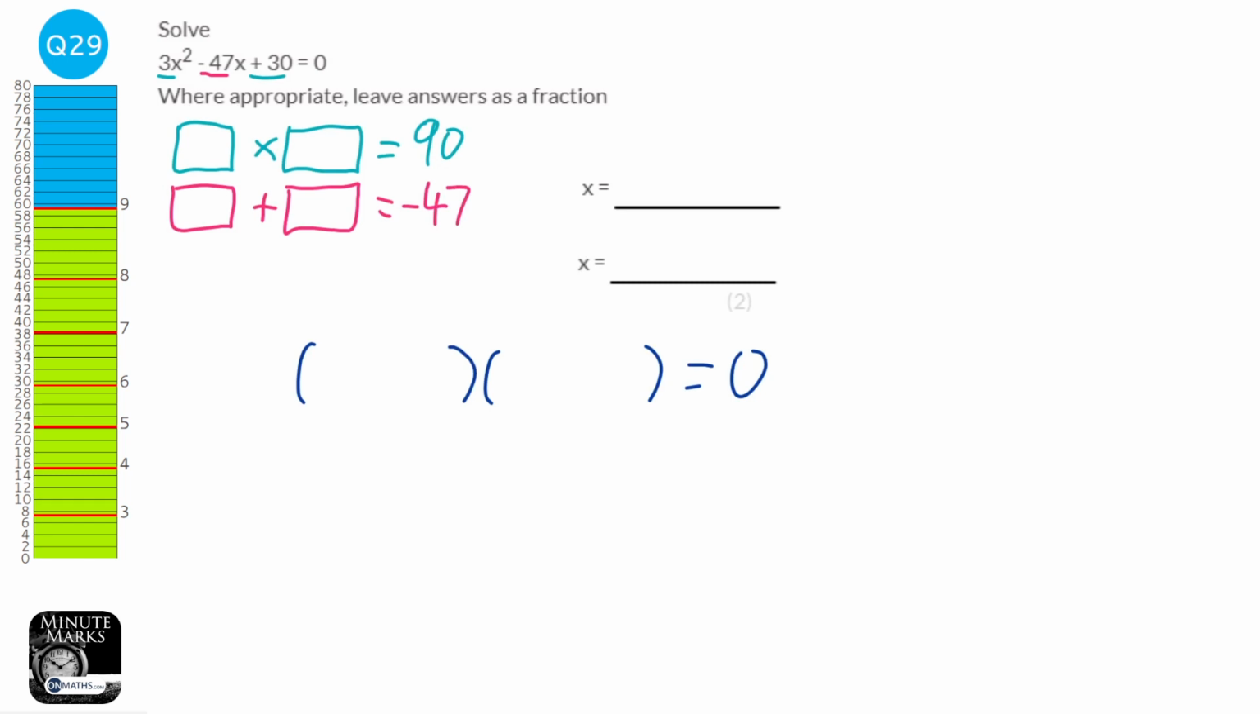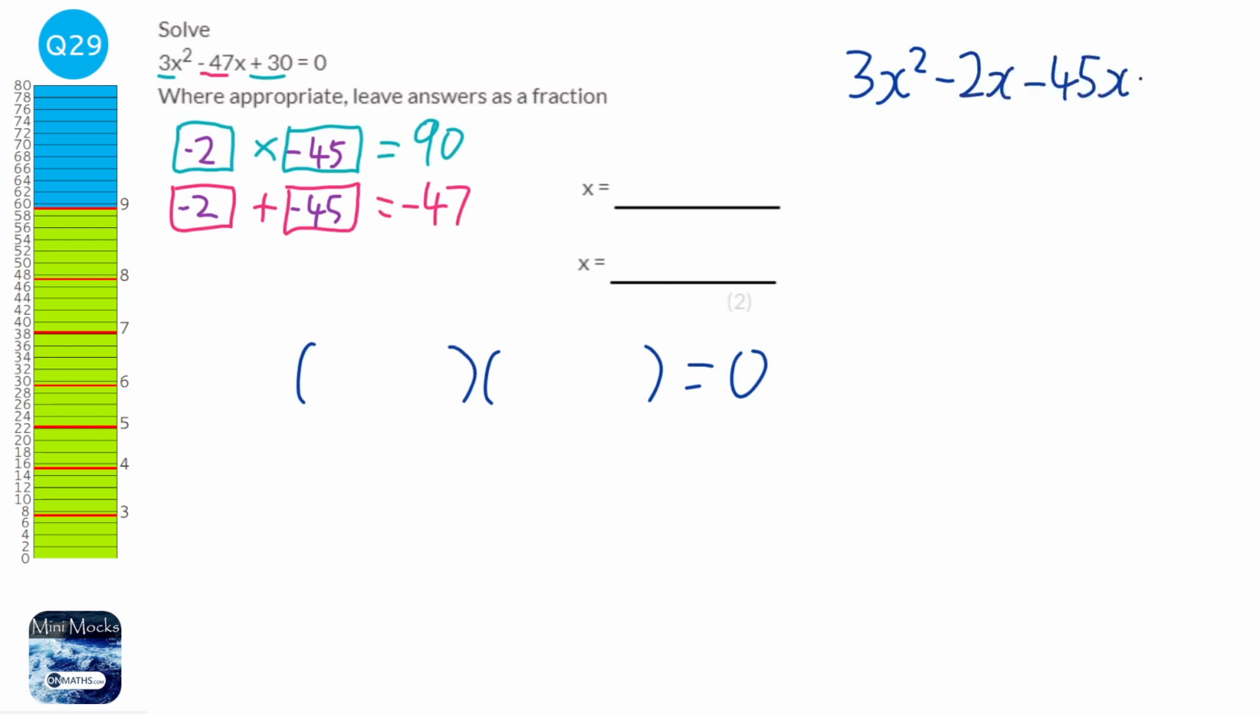Now something you can do is quickly do the factors of 90 and see which ones add together to make minus 47. They both need to be negative, otherwise there wouldn't be a positive product and a negative sum. So two negatives, it would be minus 2 and minus 45. I think that's right, yep, looks good. And so what we're going to do is write the expression, but instead of minus 47x, we're going to do minus 2x minus 45x, and then plus 30.